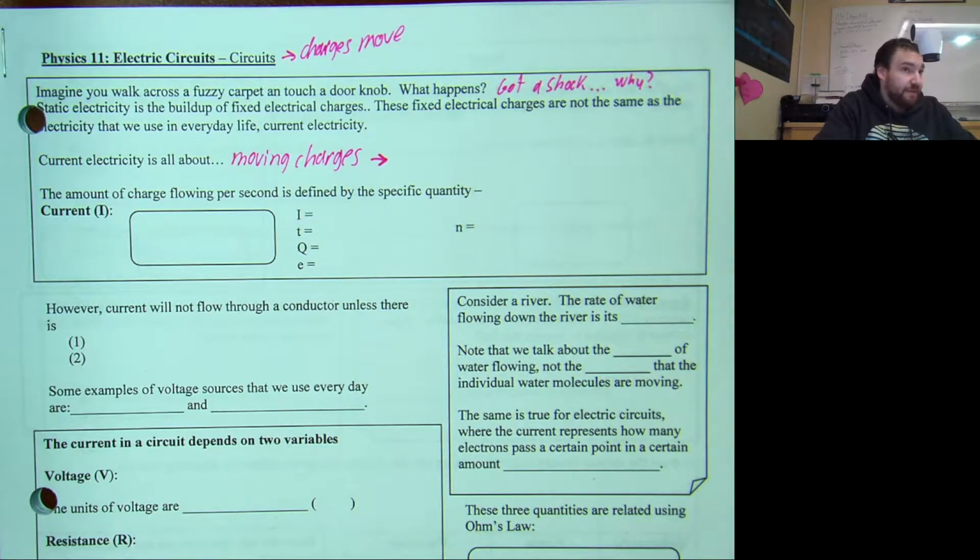Or maybe I'll ask a different question. What are the two fundamental charges? If I asked you to think of a positively charged object, what is the smallest positive charge you can think of? James? A proton. Yes.